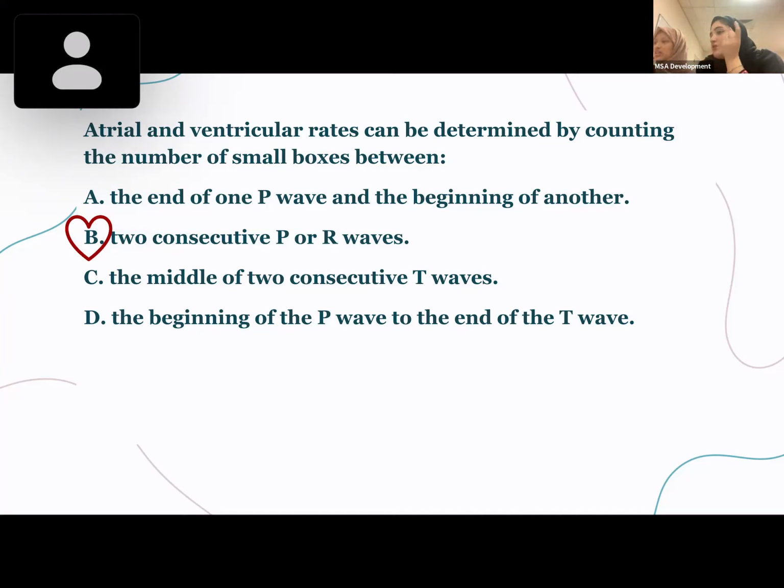We did not choose A because A is only for the atrial rate. And D, the beginning of the P wave to the end of the T wave, is only one heartbeat, one full contraction. So that's a heart rate, and you can't differentiate between the atrial and the ventricular rate. Do you get me?